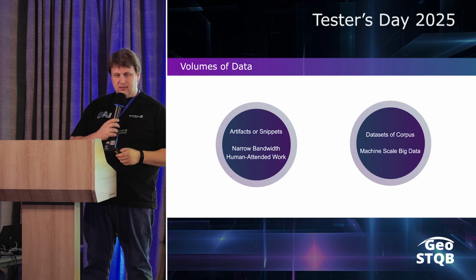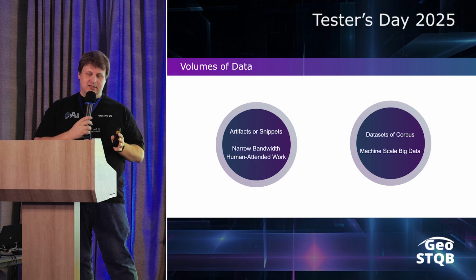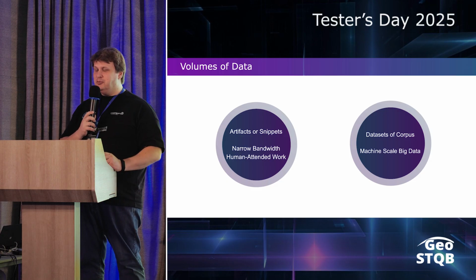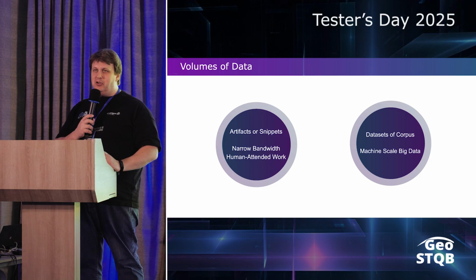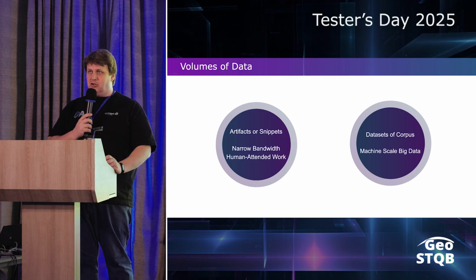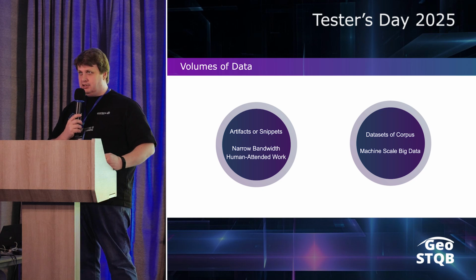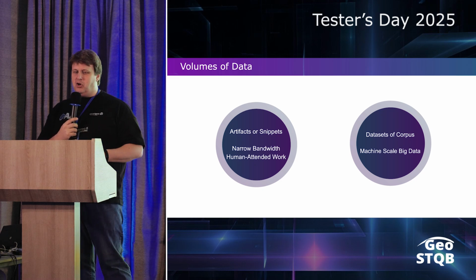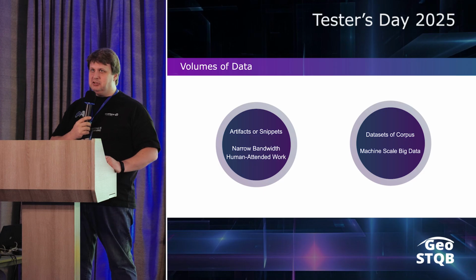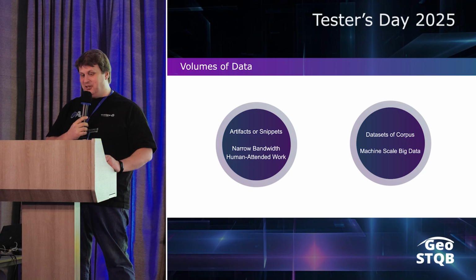Finally, apart from having two different types of data, handcrafted and synthetic, there are also two different volumes of data. The first type of volume is artifacts or snippets. This is a volume of data that a human can process interactively. So if a human can process a particular amount of data, this data is called an artifact, and it can be processed by humans.